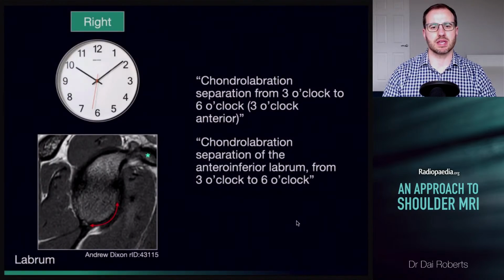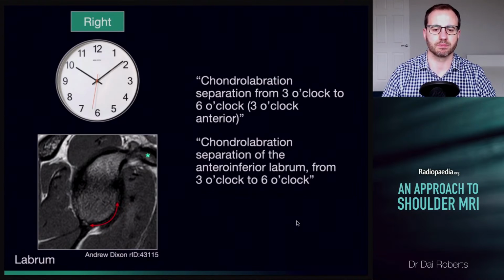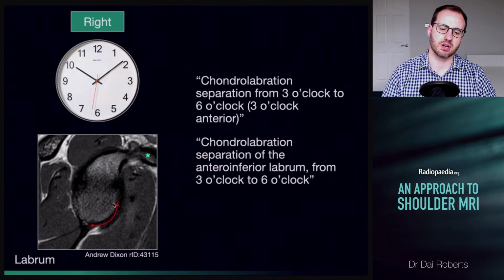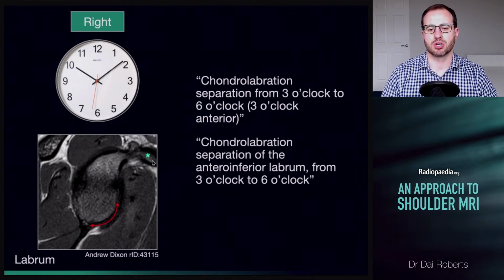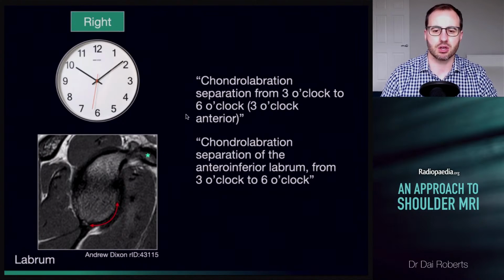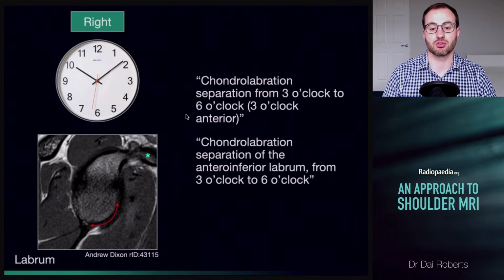It was taught to me that we should ensure the person reading our reports understands what we state as 3 o'clock. Say if there was an injury of the anterior inferior labrum here, and we know that, again, because we've got our bony process, coracoid there, you could do one of two things. You could either say chondrolabral separation from 3 o'clock to 6 o'clock, and then in brackets say 3 o'clock anterior. And I think that's really useful, nice and clear.